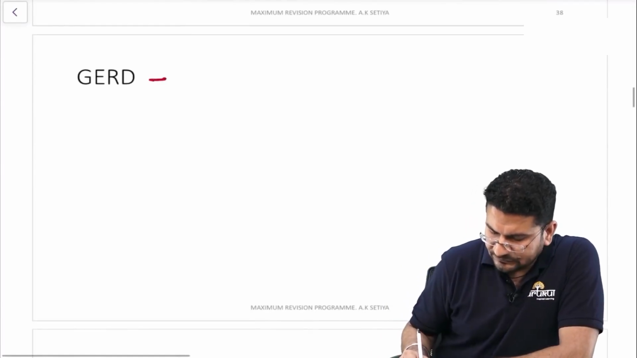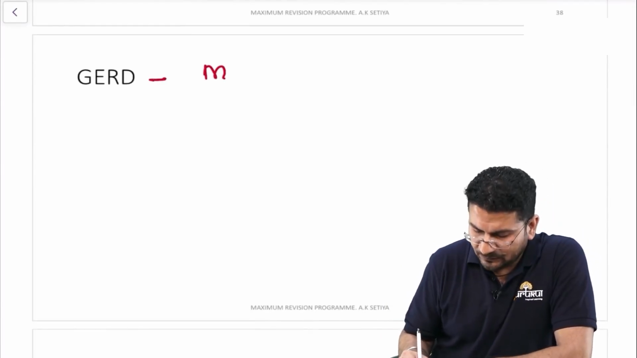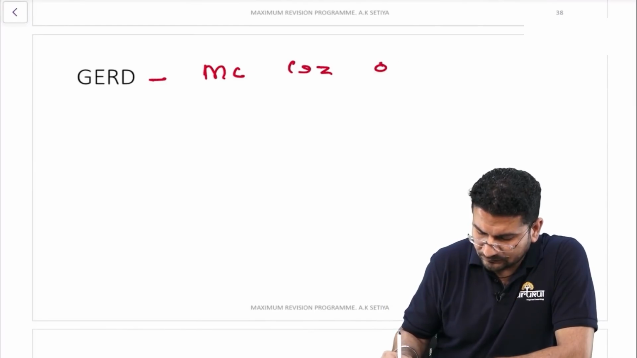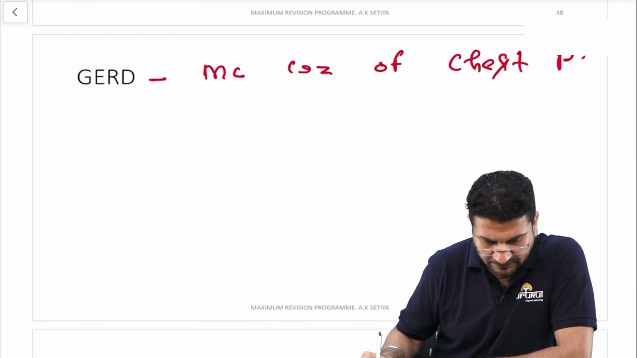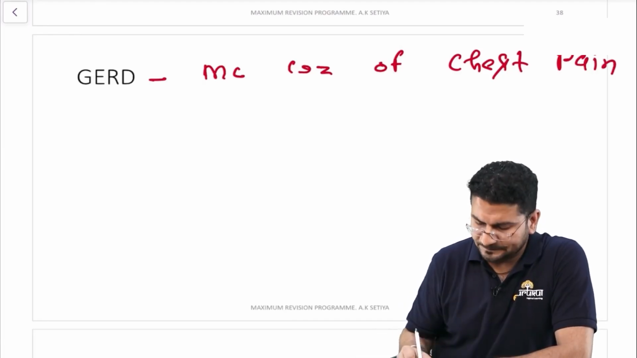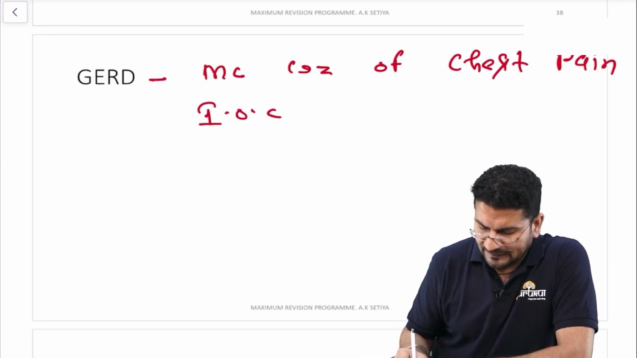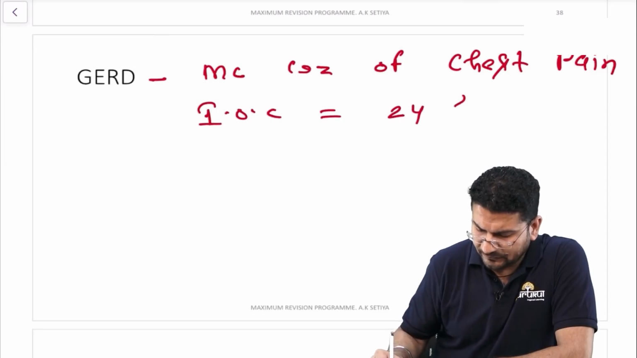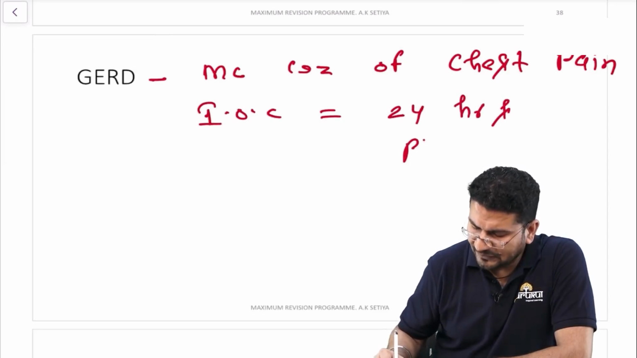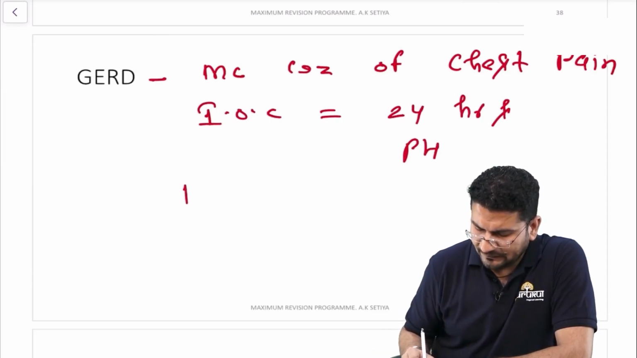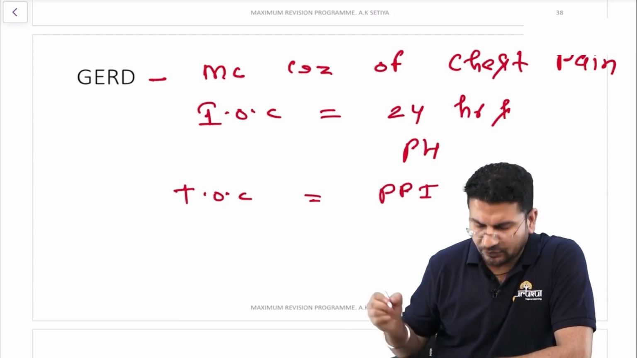GERD is a common problem. So remember, it is the most common cause of non-cardiac chest pain. So overall, the most common cause of chest pain will be your GERD. Basically there is acid reflux. So the investigation of choice will be 24 hour pH monitoring. And if I say treatment of choice, we will give PPI, proton pump inhibitor.